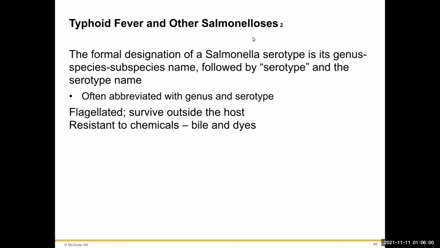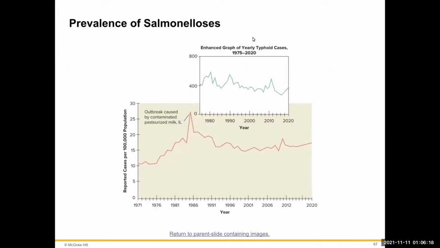The formal designation of a Salmonella serotype is its genus and subspecies name followed by the serotype name, often abbreviated with genus and serotype. They are flagellated, survive outside the host, and are resistant to chemicals, bile, and dyes. The prevalence of salmonellosis, you can see, spiked in 1986. You can see a constant trend.